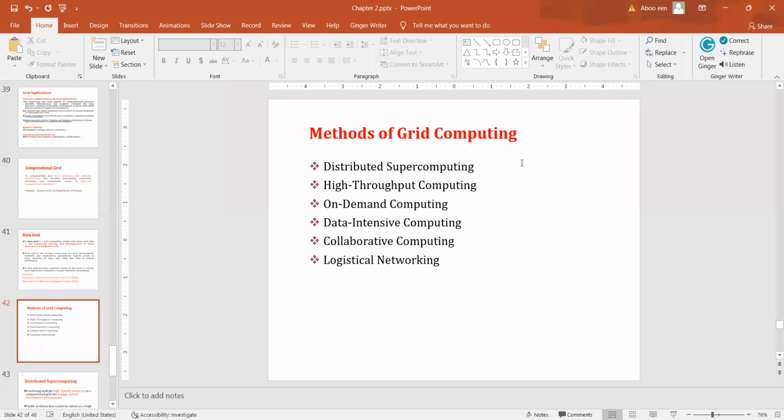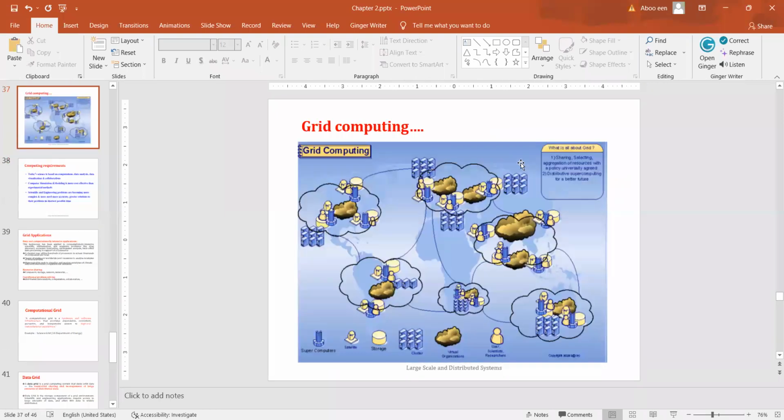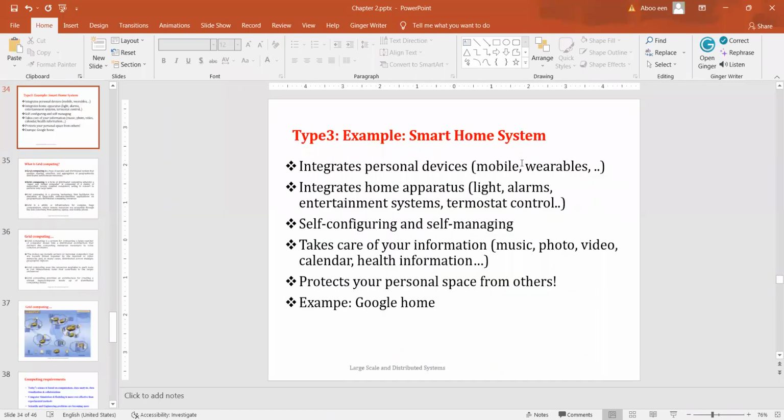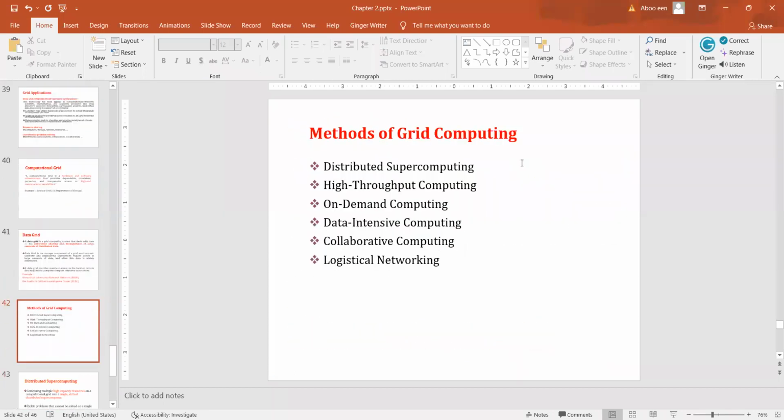Next we are going to discuss methods of grid computing. So now you know what grid computing is, its different types, its services, its applications, and grid computing requirements. Now we are going to discuss methods of grid computing. These are some of the architectures or methods that come under grid computing.